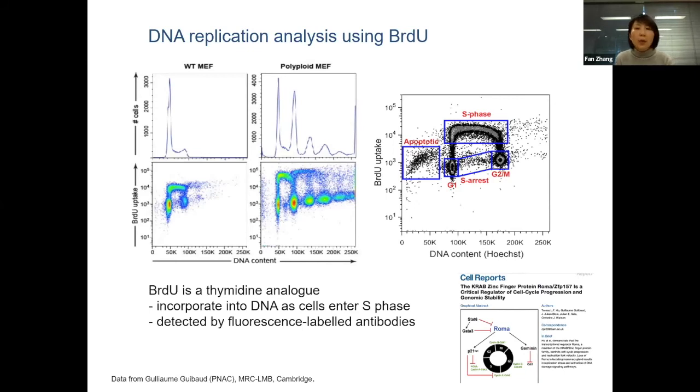This example comes from a paper that has been published by one of our users. The wild-type MEF cells show a typical cell cycle profile with a distinguished S phase. The depletion of a protein in this cell line caused genome instability, so these MEF cells become polyploid. An abnormal amount of DNA can be observed in these cell lines.